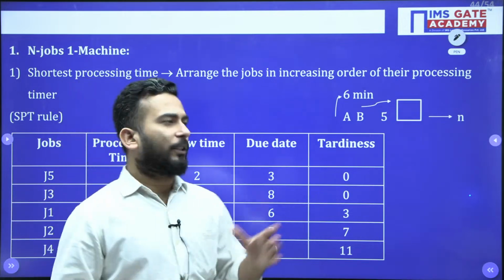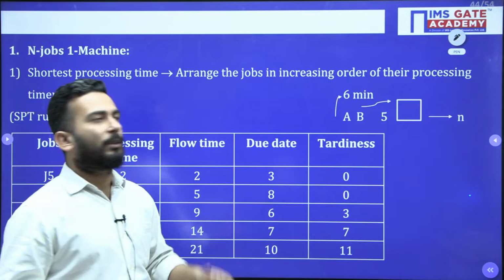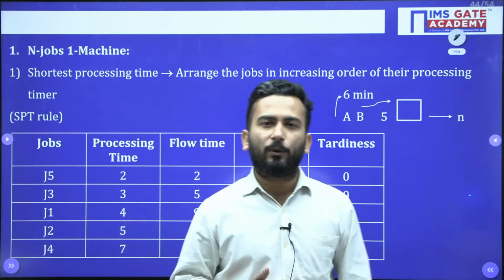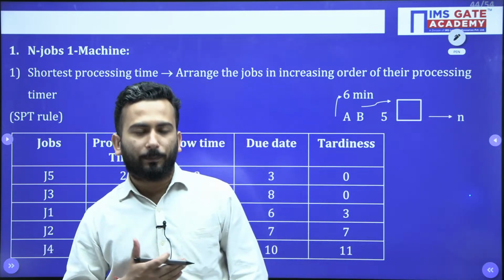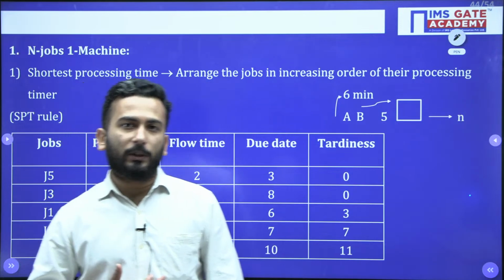But let me talk about n jobs 1 machine. In n jobs 1 machine, there is SPT. How many rules are there? Can anyone tell me? SPT, EDD (earliest due date), then there is the critical ratio rule. Critical ratio rule is already there.